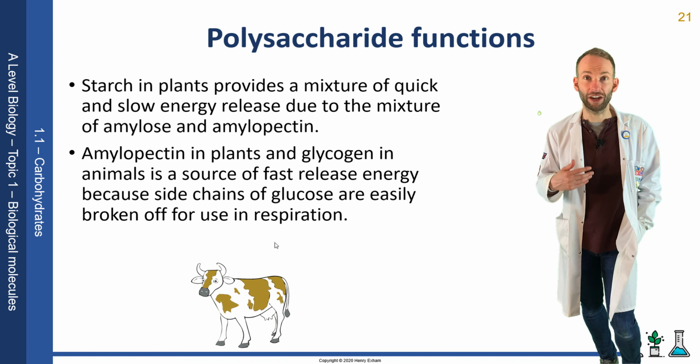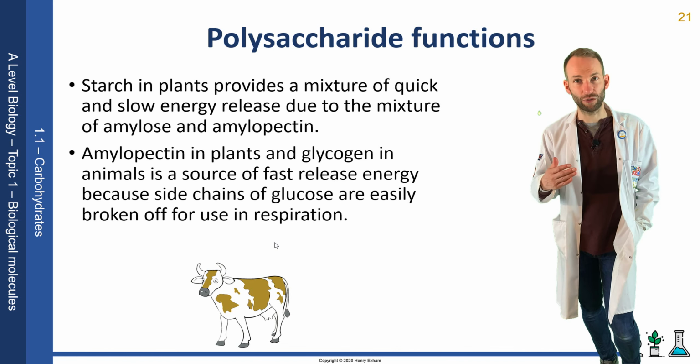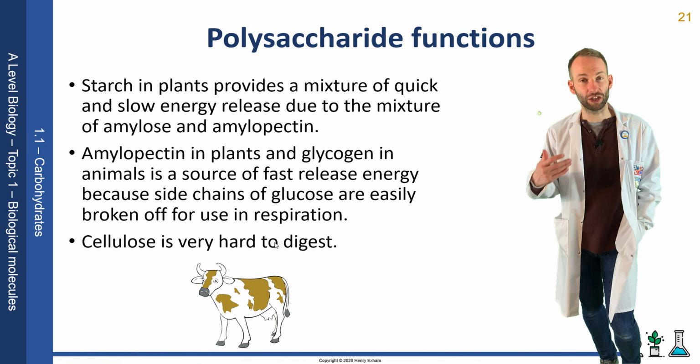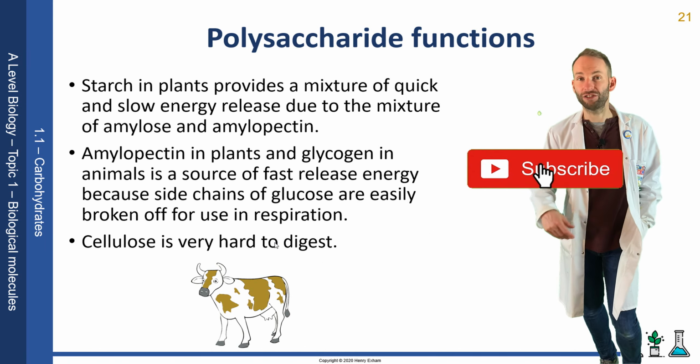Cellulose is actually very hard to digest, as many organisms do not possess the enzymes required to break these 1,4-glycosidic bonds between the beta glucose molecules. So ruminants, such as cows, actually use bacteria living in their gut to help digest their food.